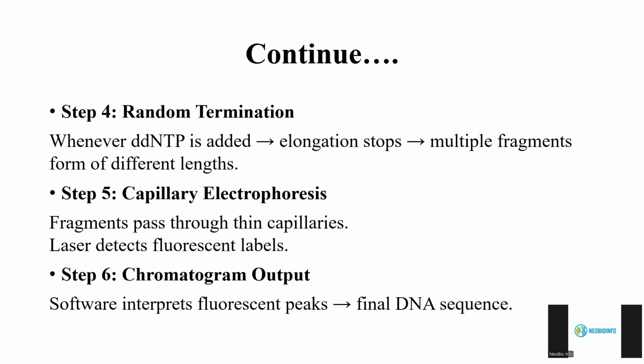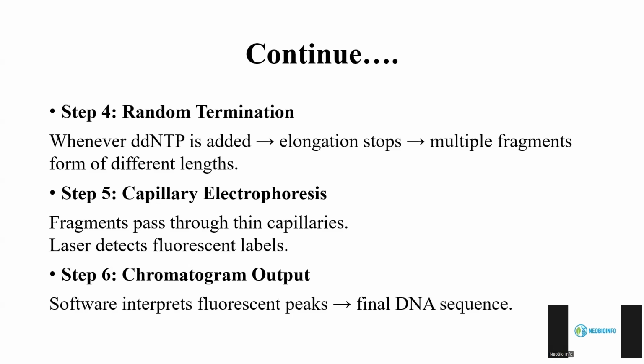Each fragment passes through a thin capillary, and a laser detects the fluorescent labels. We also know the DNA contains four nucleotides: adenine, guanine, cytosine, and thymine. They get four different colors. Each color determines the individual nucleotide. And the sixth step, we get the chromatogram.